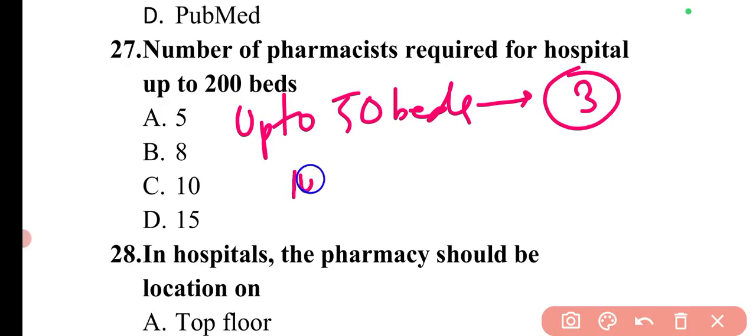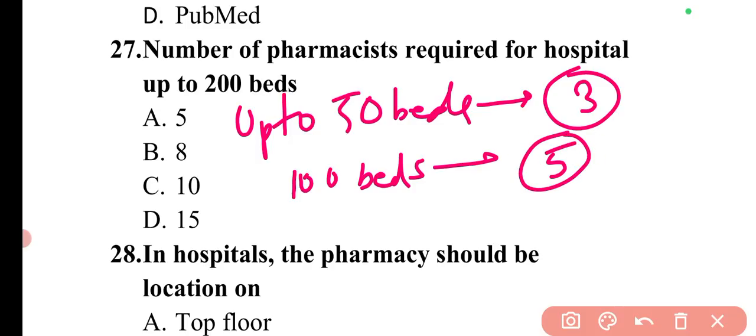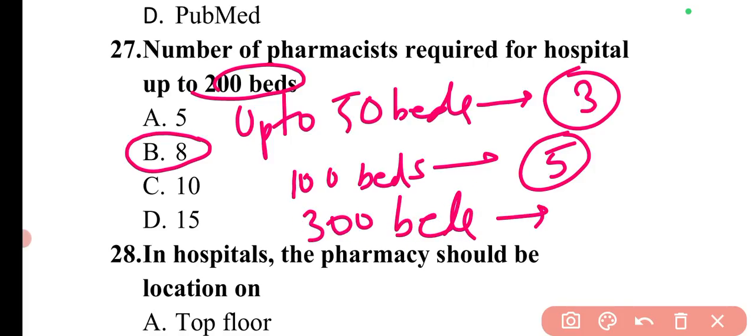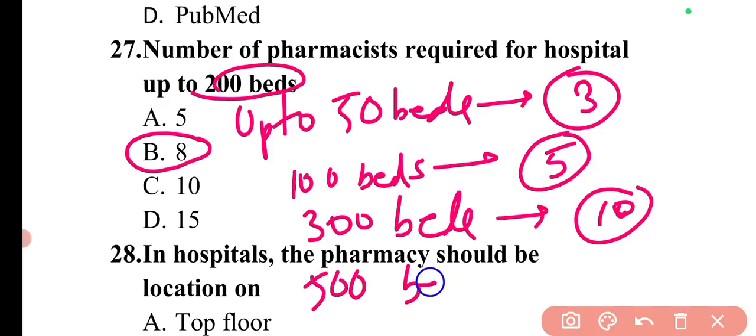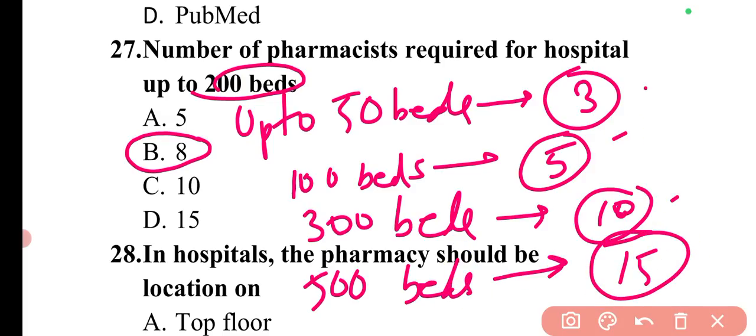Then if number of beds will increase up to 100 beds, the number of pharmacists required is 5. Then up to 200 beds, number of pharmacists required is 8. Up to 300 beds, number of pharmacists required is 10. And up to 500 beds, pharmacists required is 15. So all these numbers are very important. Many a times the question has been asked from this particular topic, so it becomes a very important question.